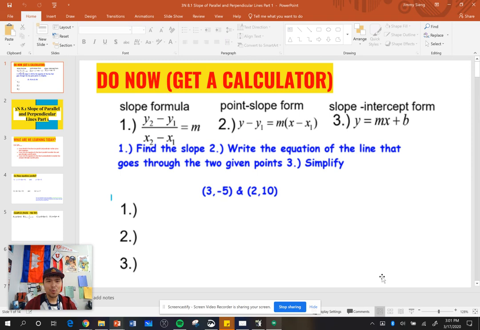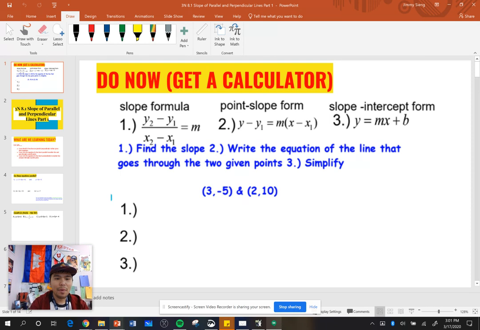Okay, so do now. Again, this is going to tie into our lesson today, but let's just refresh our memory. Remember that the slope formula is going to be m equals y2 minus y1 over x2 minus x1, okay? So I had 2 points here. I need to find that slope. And remember, this will be our x1 right here. This is our y1, x2, y2.